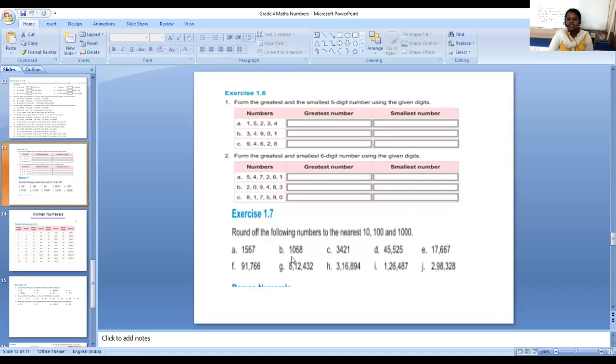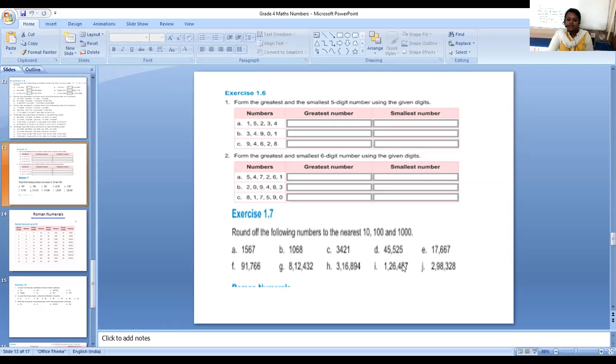Similarly, when we have question B, if I have to round off 1068, rounding off to the nearest 10 would be 1070. Whereas the nearest 100 would be 1100. Same way, when we round off to the nearest 1000, it would come as 1000. Why? Very simple. The number after 1 is 0, which is less than 5. So the number remains the same and all other digits turn to 0.